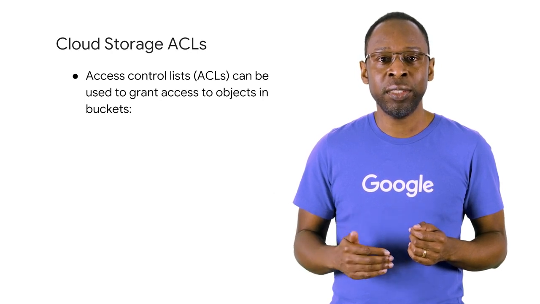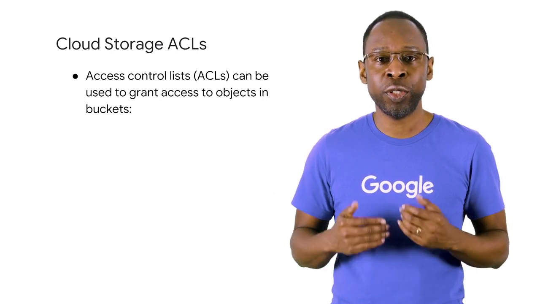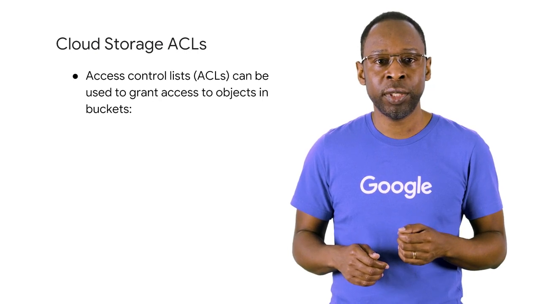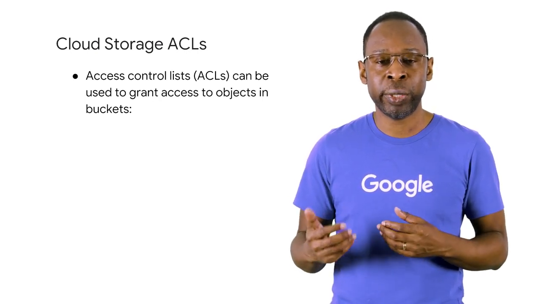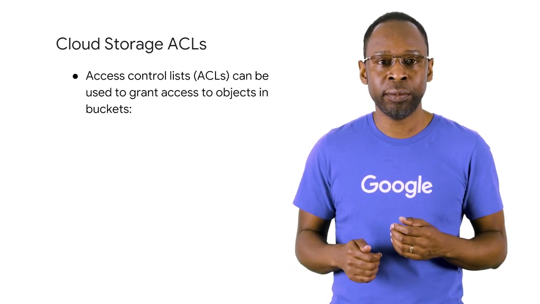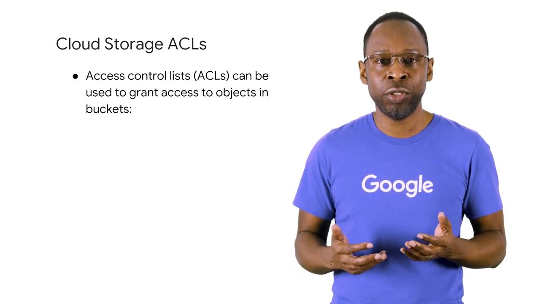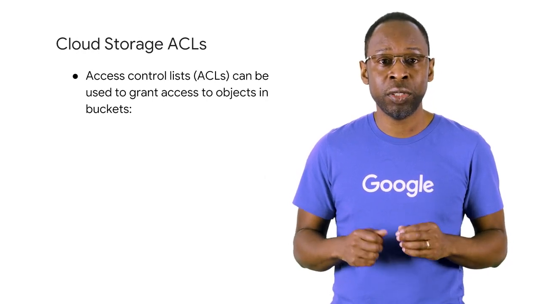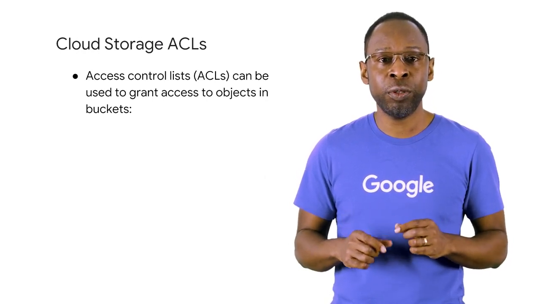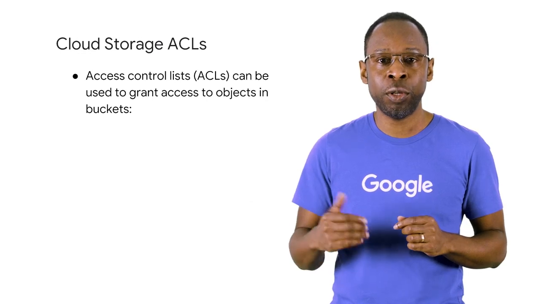IAM and ACLs can work in tandem to grant access to your buckets and objects. A user only needs a permission from either the IAM or an ACL to access a bucket or object. In most cases, you should use IAM permissions instead of ACLs. Use ACLs only when you need fine-grained control over individual buckets or objects.